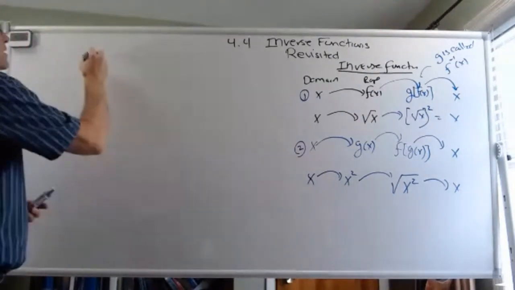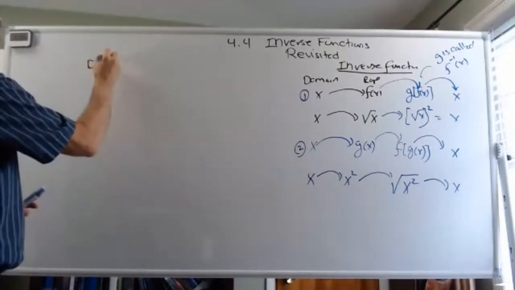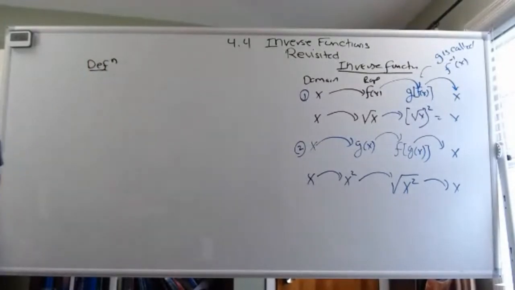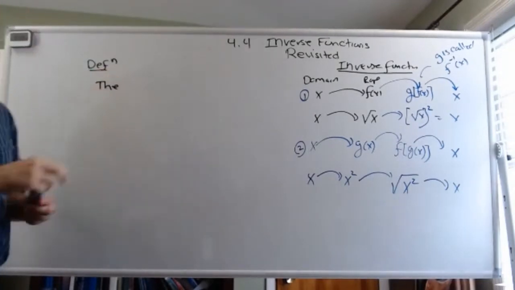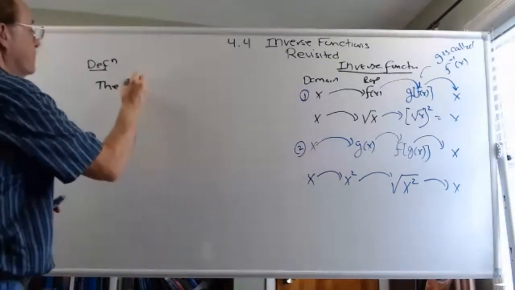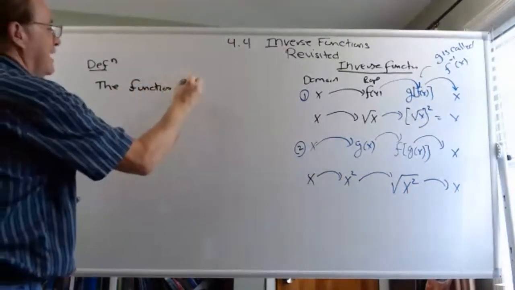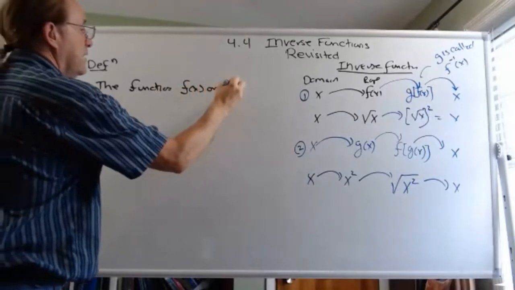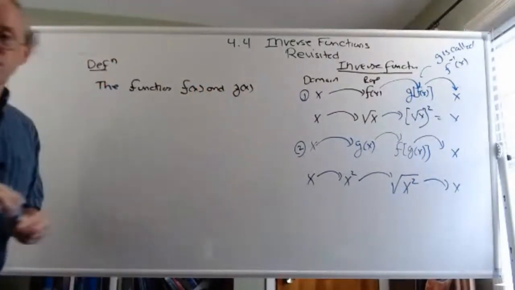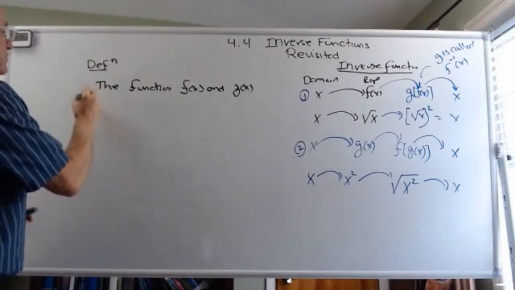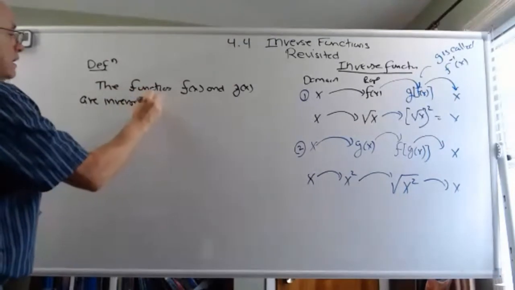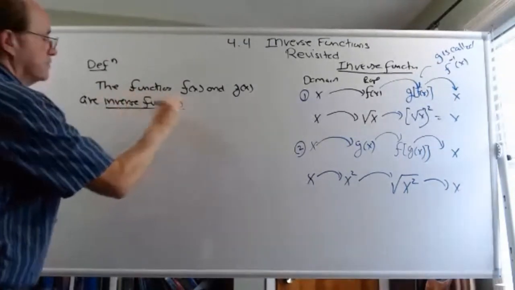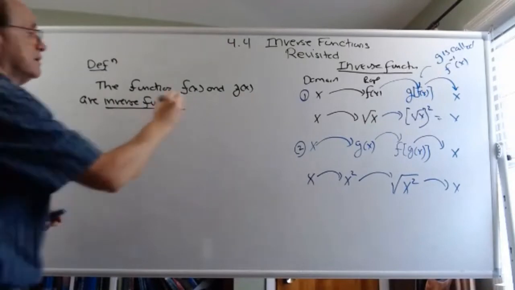So here's our new definition of an inverse function, which is different than the other one. We're going to be a little more precise over here. It says, let's see, the functions f of x and g of x are inverse functions of each other, or inverse functions. That's what we're defining over here: inverse functions of each other.